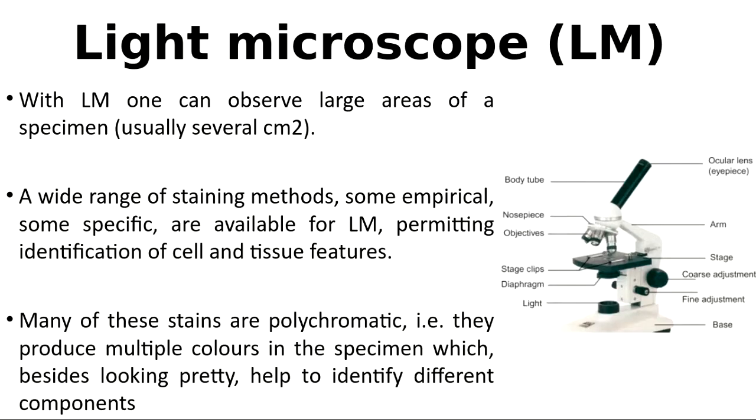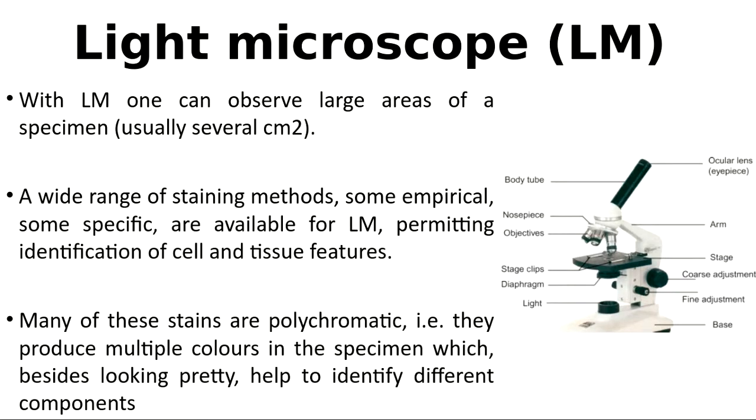So first let us discuss light microscope, and I will discuss the light microscope in the lab session also today. With the light microscope, we can observe large areas of a specimen, usually several square centimeters, right? About the parts of the microscope, I will teach you in the lab, so don't go into that. And a wide range of staining methods are available for light microscope, permitting identification of cell and tissue features. After the microscope, I will tell you about staining techniques.